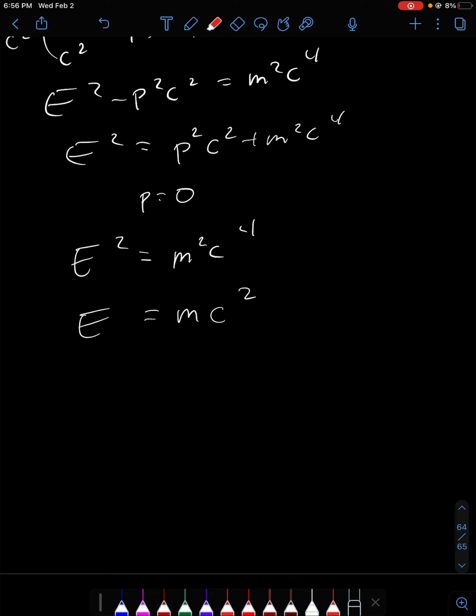Now, of course, this actually applies only for the case where the momentum is 0, which a lot of people don't know about. So this is only a special case scenario. And that's how you derive e equals mc squared.